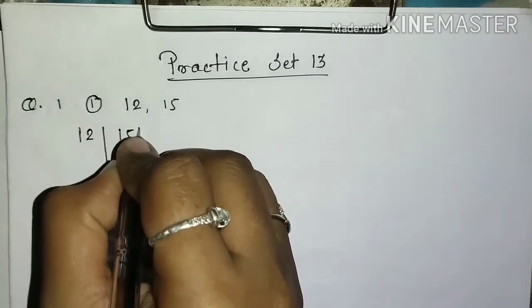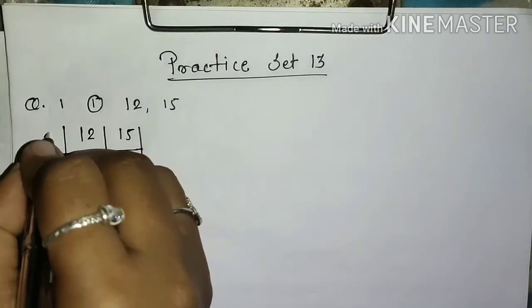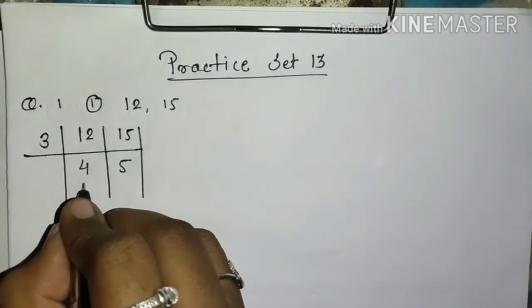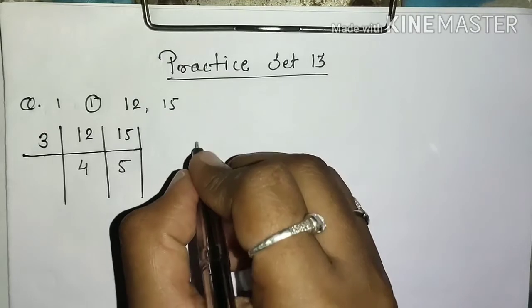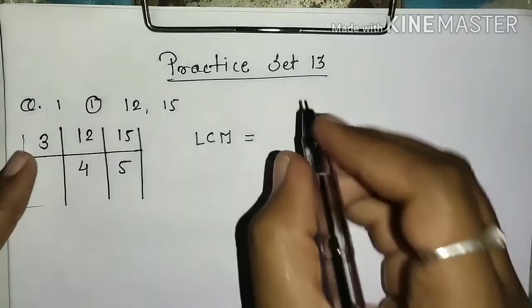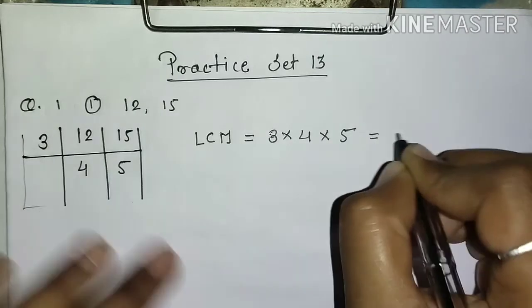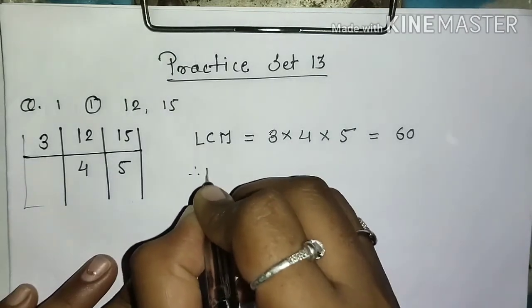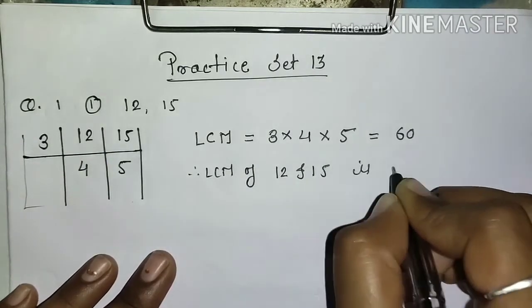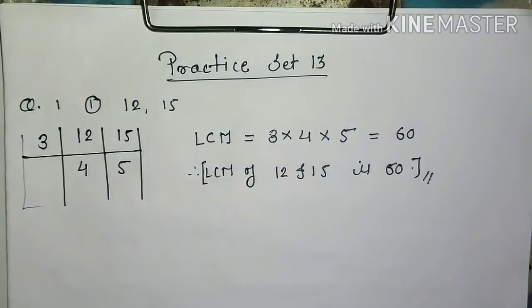12 and 15. Now 12 and 15 can be divided by 3. So here we get 3 4s are 12, 3 5s are 15. Now since 4 and 5 cannot be divided by the same number, we have to stop the process. So the LCM will be the multiplication of all these numbers. So we get 3 multiplied by 4 multiplied by 5, that is, here we get 60. Hence the LCM of 12 and 15 is 60. Always it is better to write the final answer.